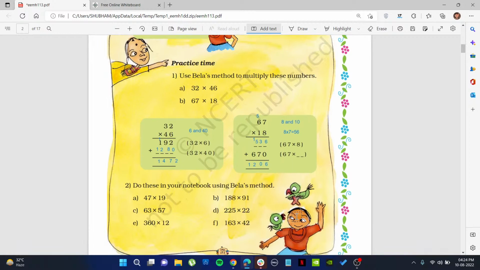I hope this method must be clear to you. Okay, so in this way we can perform such multiplication.